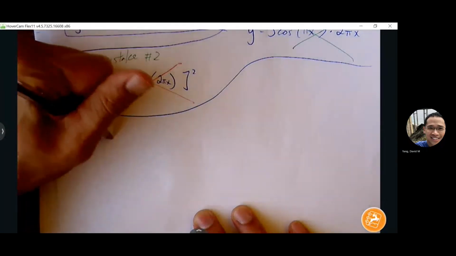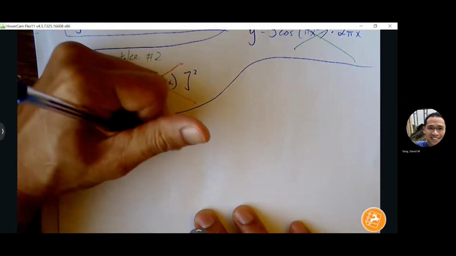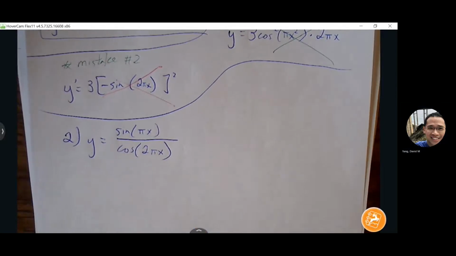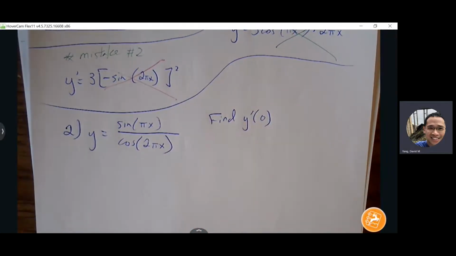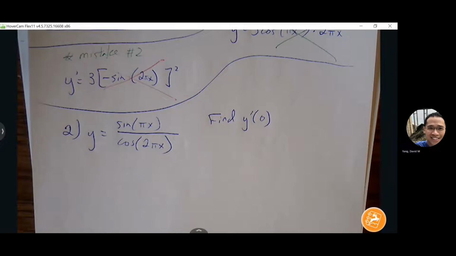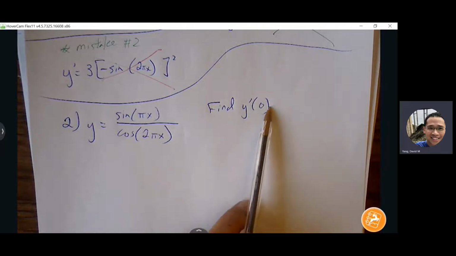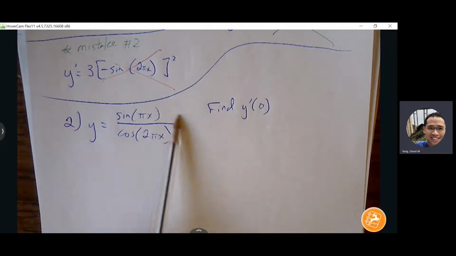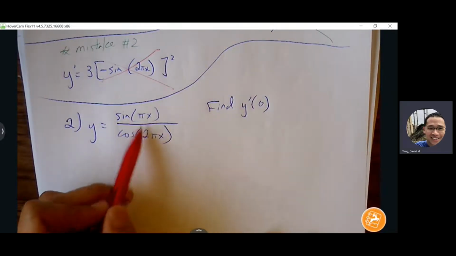Y equals. Okay, find y prime of 0. So this two-step process, I need to find y prime of x, and then I need to find y prime of 0. So two-step process, find the derivative first, and then we'll evaluate the derivative at a point. So what's involved here if I want to find the derivative first? Quotient rule. Okay. And a little bit of chain rule because of u prime there.